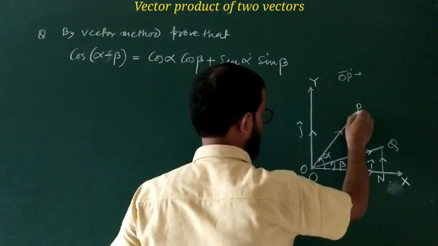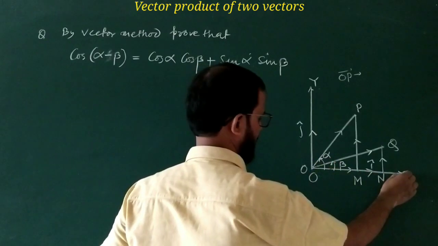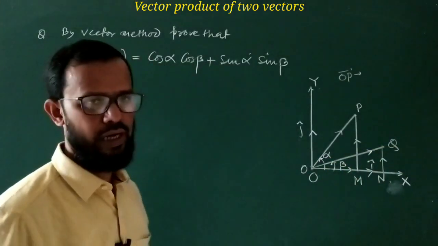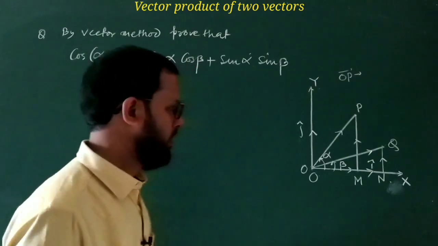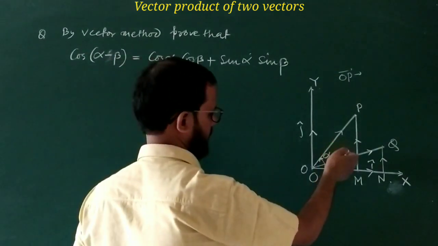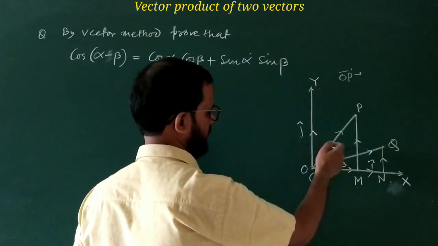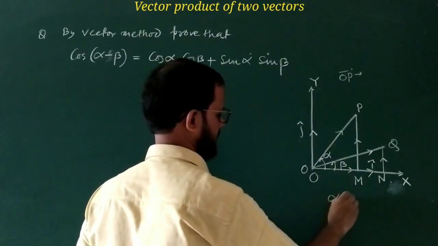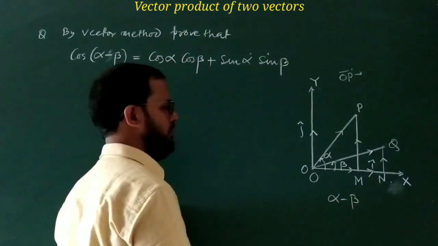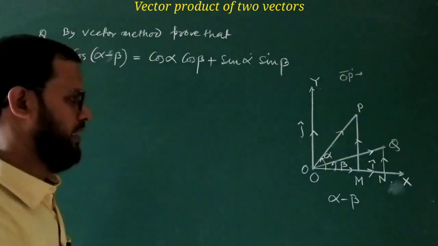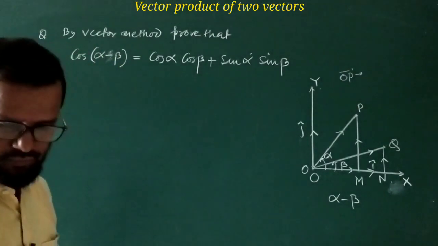They make angles: OP vector makes angle alpha with OX, and OQ vector makes angle beta with OX. These are the given. So what is the angle between these two vectors? दोनों का बीच में एंगल क्या होगा? This is angle alpha, this is beta, so this angle is alpha minus beta. Angle POQ is equal to alpha minus beta. Okay, understood?